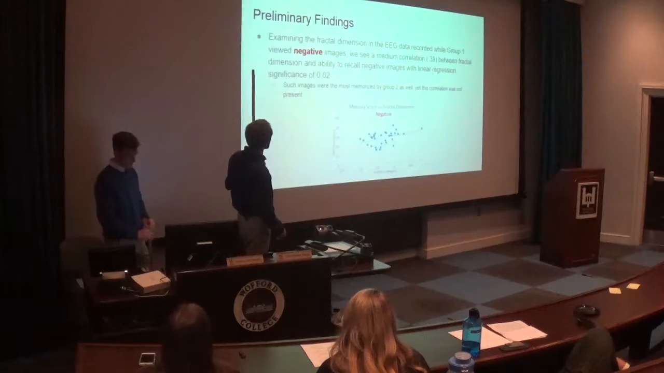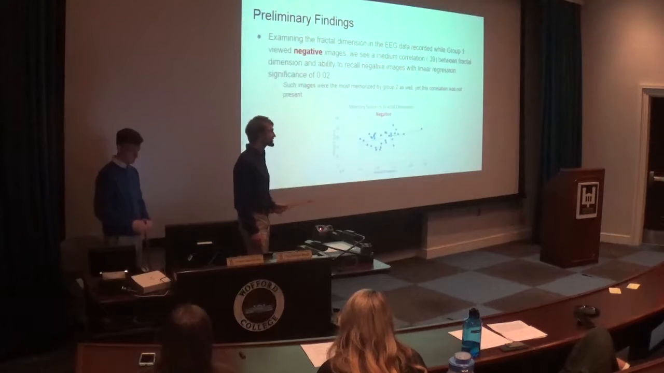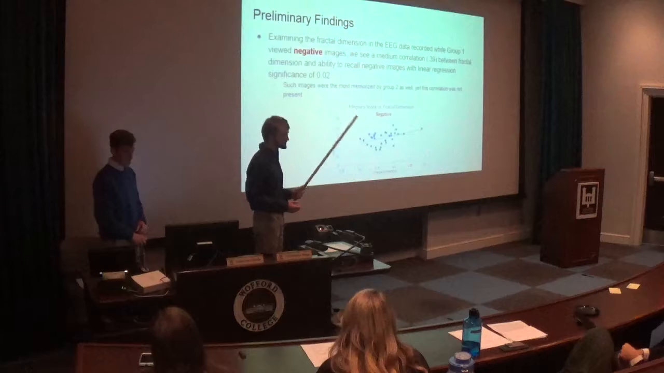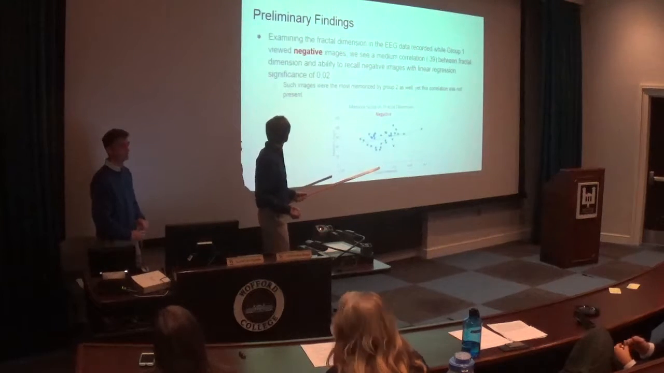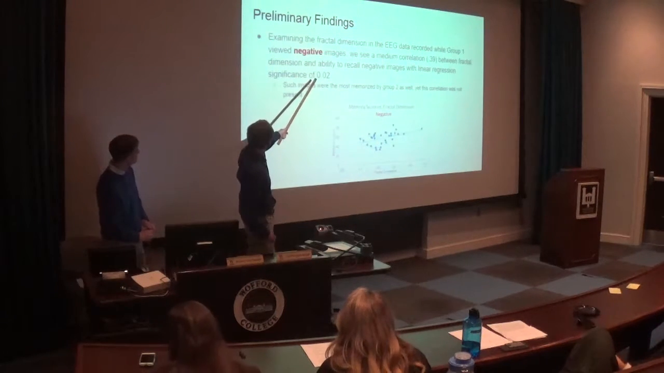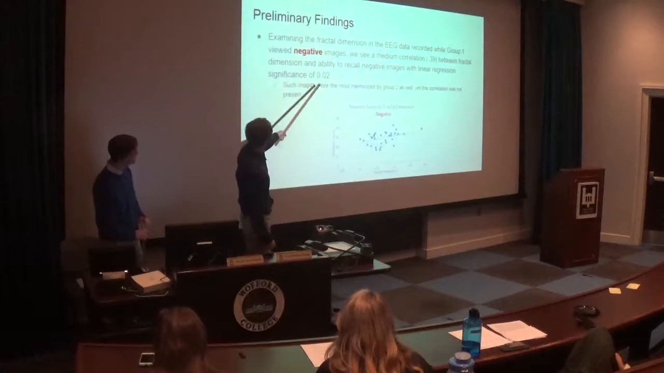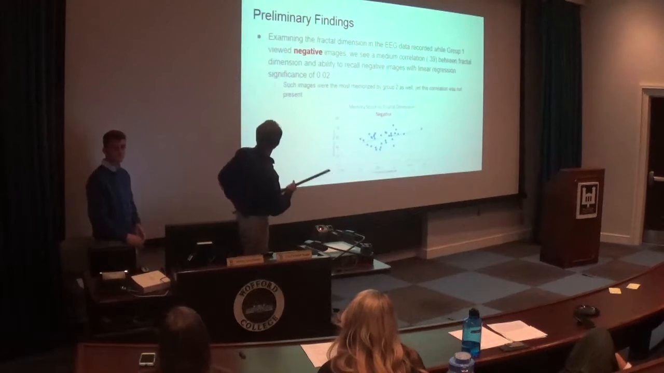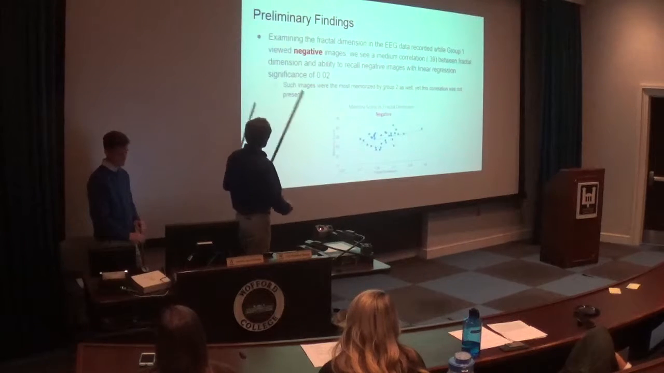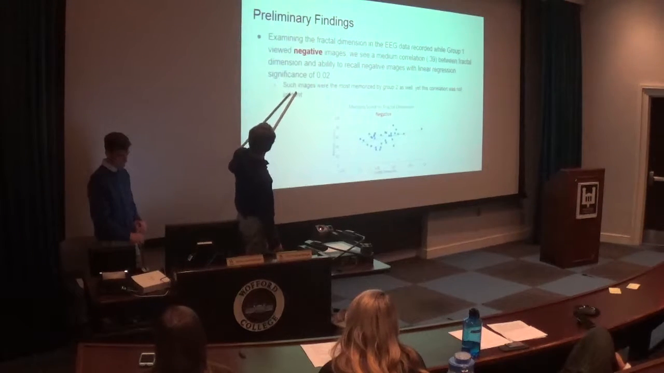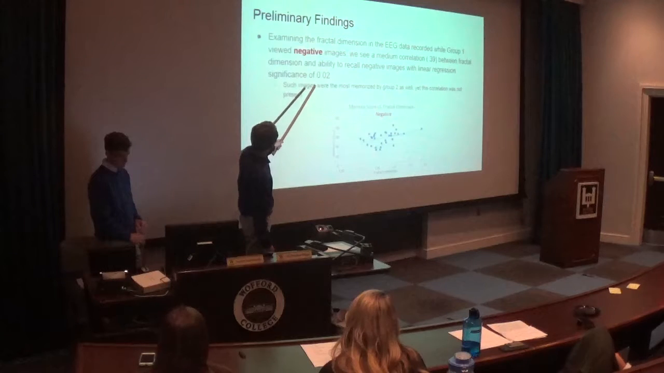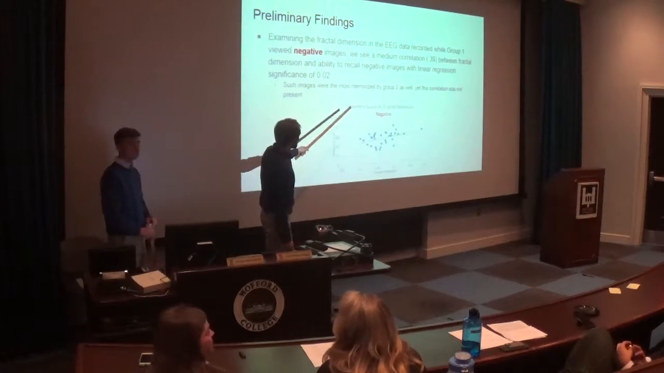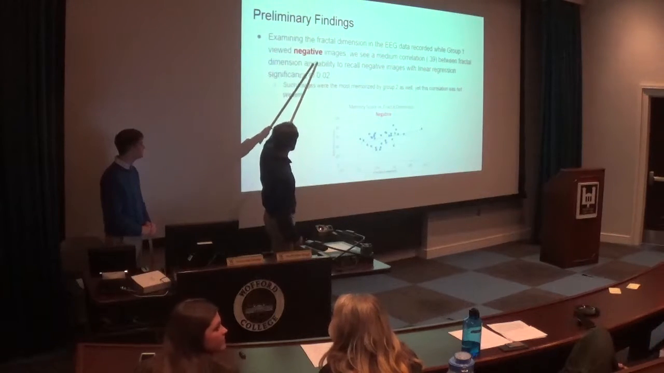We found that in the people that viewed negative images, there's a medium correlation between fractal dimension during the test and memory performance afterwards. With a linear regression significance of 0.02, that should be 0 for a perfect y equals mx plus b relationship, so it's pretty good. And then this is a little point, but the images that were most memorized by group 2 were also these negative images, but this correlation didn't exist.